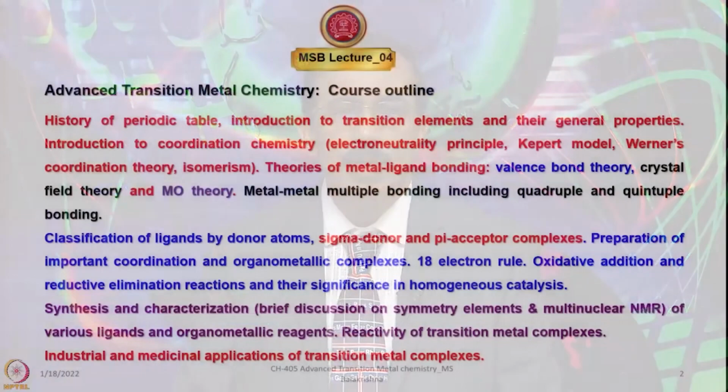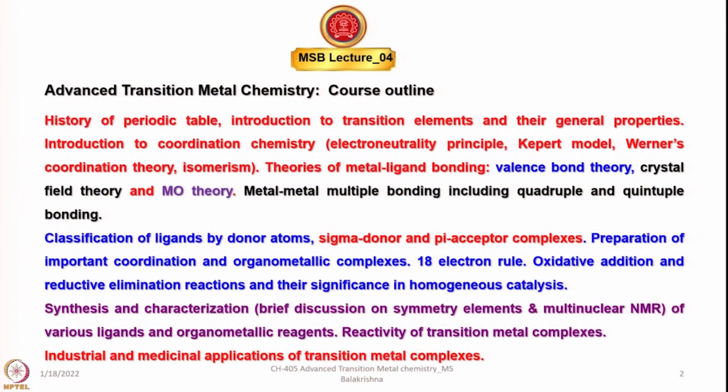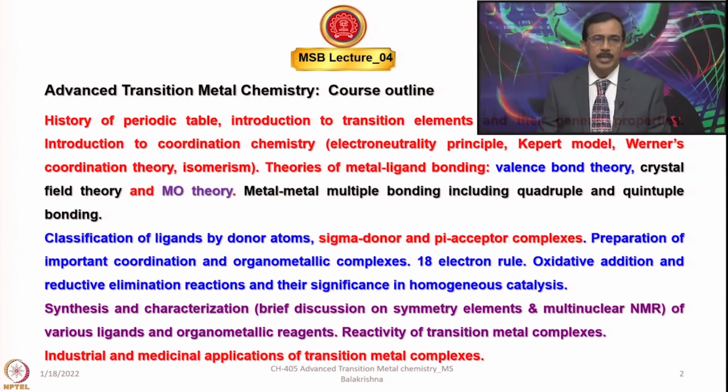Before I start the introduction and discuss more about transition elements, let me give the course outline. Of course, I had already discussed the history of the periodic table. I am going to start soon with an introduction to transition elements and their general properties. Once that is done, I would begin with an introduction to coordination chemistry that includes the electron neutrality principle, the Kappert model, Werner's coordination theory in detail, and then isomerism.